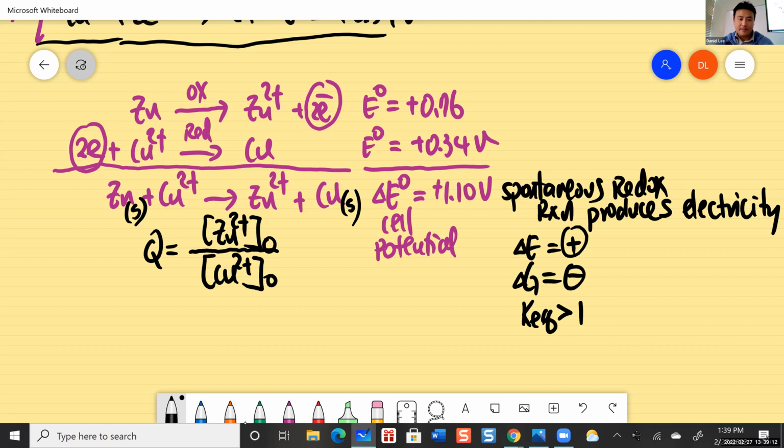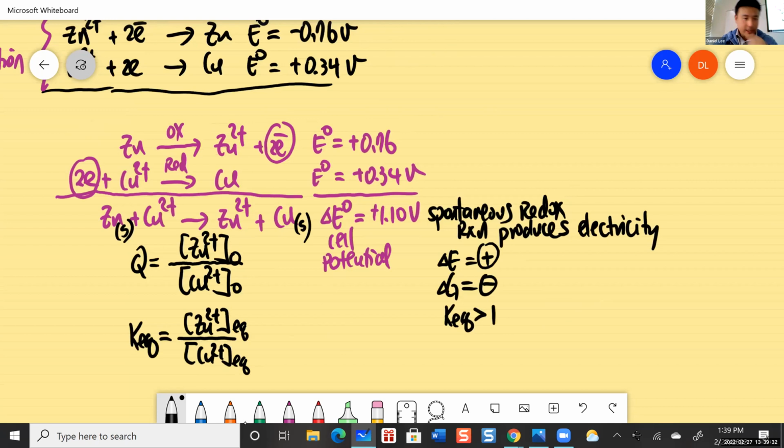And I emphasize by putting the little zero. That means initial concentration. Your equilibrium constant is the same, but the concentration of zinc 2 plus must be that at equilibrium, okay? That's the only difference. So this is equilibrium concentrations. Q's are the initial concentrations, yeah?